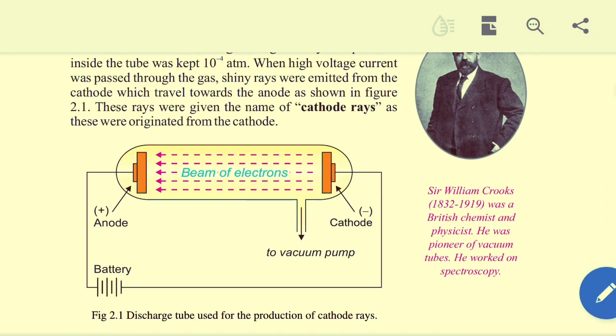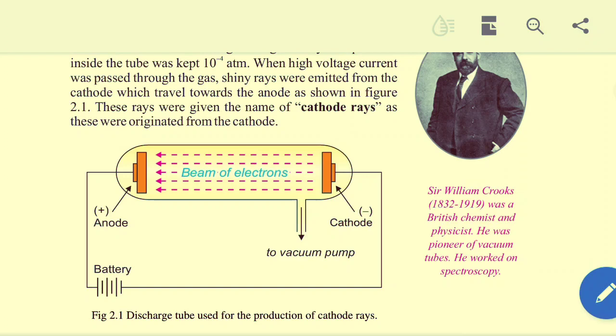He filled the discharge tube with gas molecules and put two metallic electrodes in the discharge tube and connected them with the battery. When the current is provided, the metal electrode which is connected to the negative terminal of the battery is called the cathode, and the one connected to the positive terminal of the battery is called the anode.